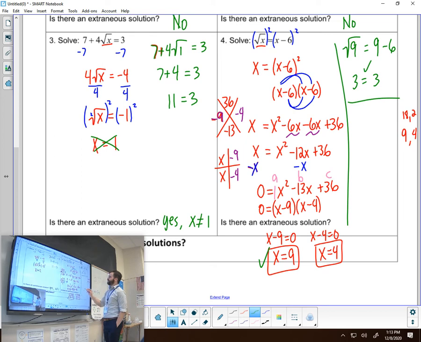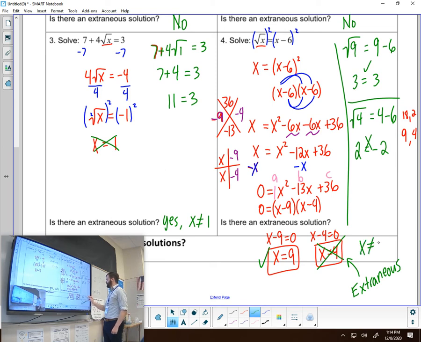Okay, now let's try 4 and plug that in. Let's go to the square root of 4 equals 4 minus 6. All right, well, the square root of 4 is 2. 4 minus 6 is negative 2. Close, but no cigar. 2 does not equal negative 2. So x equals 4 is extraneous. Okay, so we actually write x cannot equal 4. All right, so that is our notes.